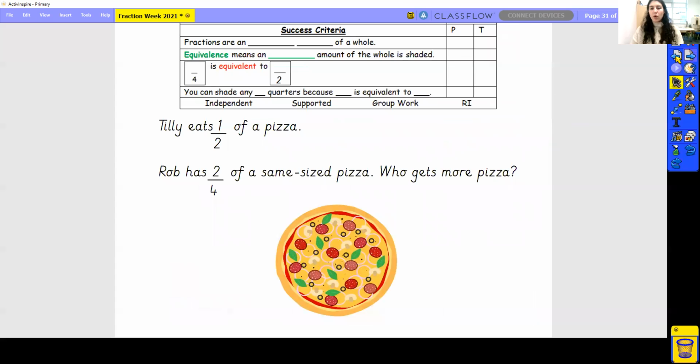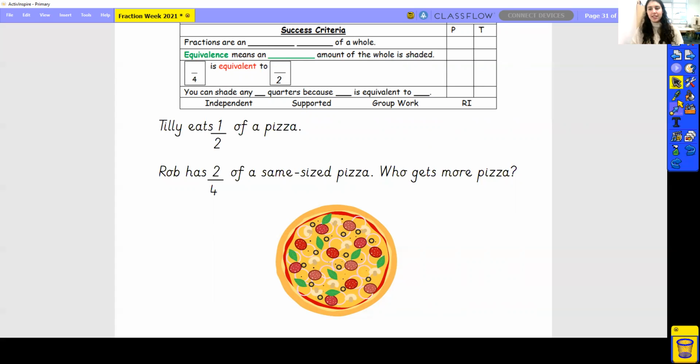Okay, got a word problem to finish off. So Tilly eats 1/2 of a pizza. Yummy, yummy pizza. Rob has 2/4 of a same sized pizza. Which one of them gets more pizza? Which one of them eats more? Just have a think about that for a minute. Pause the video to give yourself some thinking time if you need it.